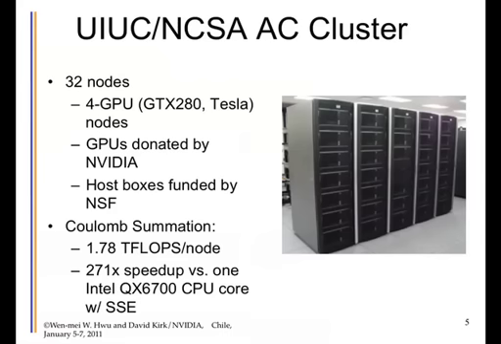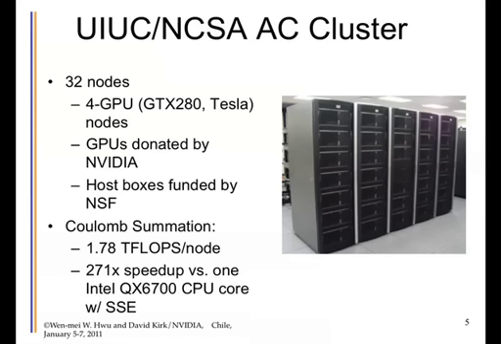So I'm going to show you two machines. That one is the one that you'll be using next week. It's the UIUC NCSA AC cluster. This machine has 32 nodes, and each node has 4 GPUs. It's a Tesla box, and the GPUs were donated by NVIDIA. The host boxes were funded by NSF. This is based on the GTX 280, which is one generation older. But this machine is very stable. It's been used in many summer schools, and the additional work for us to support this class is minimal. Okay, so it's a legacy system.